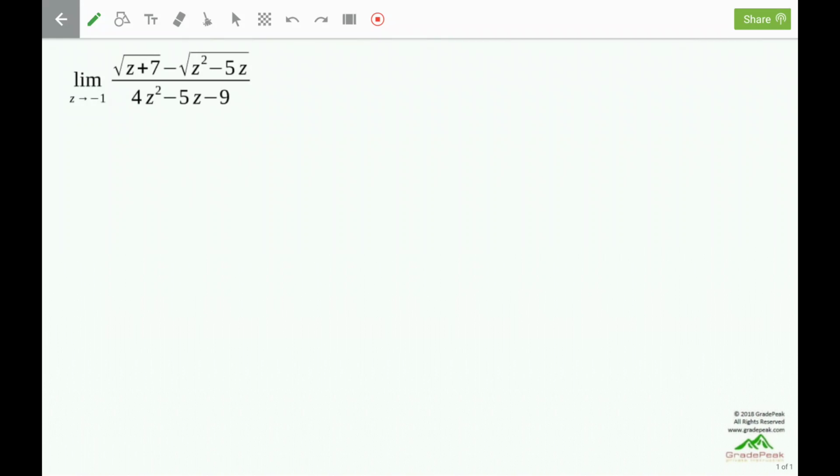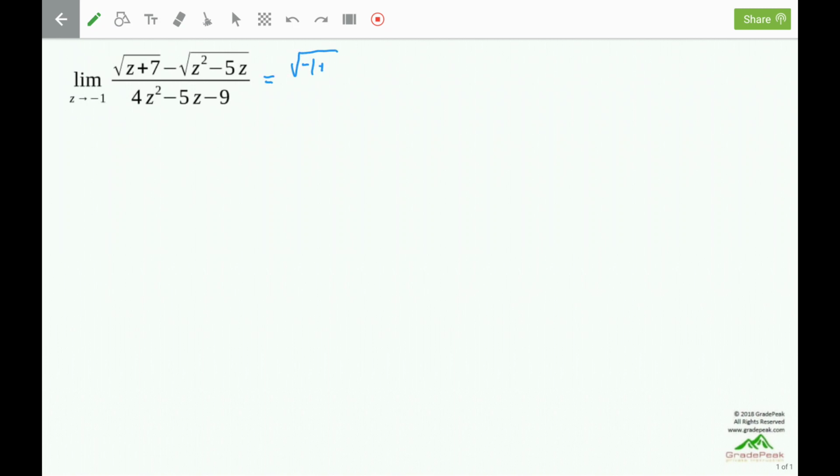Limit as z goes to -1 of the square root of z plus 7 minus the square root of z squared minus 5z, divided by 4z squared minus 5z minus 9. The first thing we're going to do is try plugging a -1 in for each of the z's.